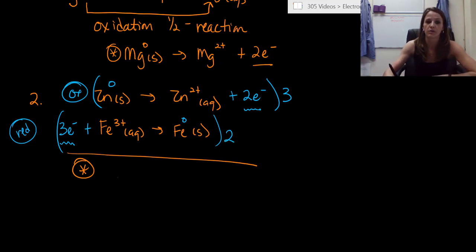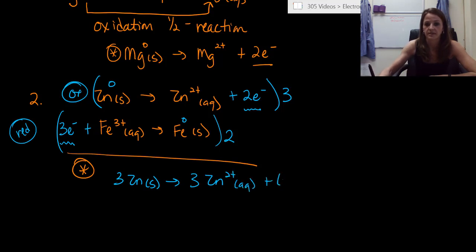So let me come down here and rewrite this. So I have 3 zinc solid going to 3 zinc 2 plus aqueous plus 6 electrons. Okay, that's my oxidation reaction.